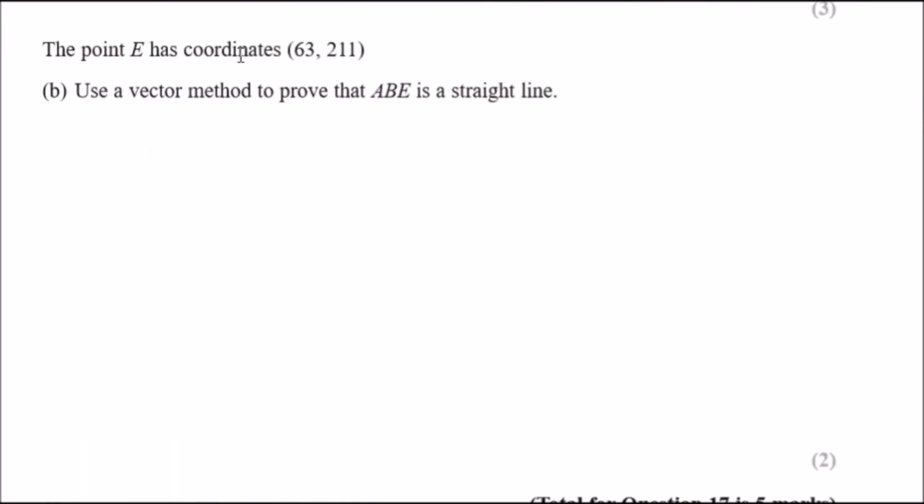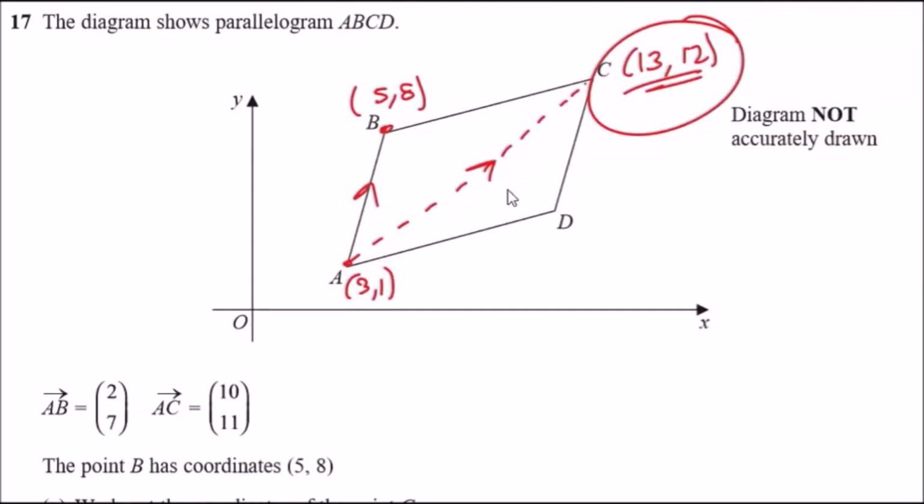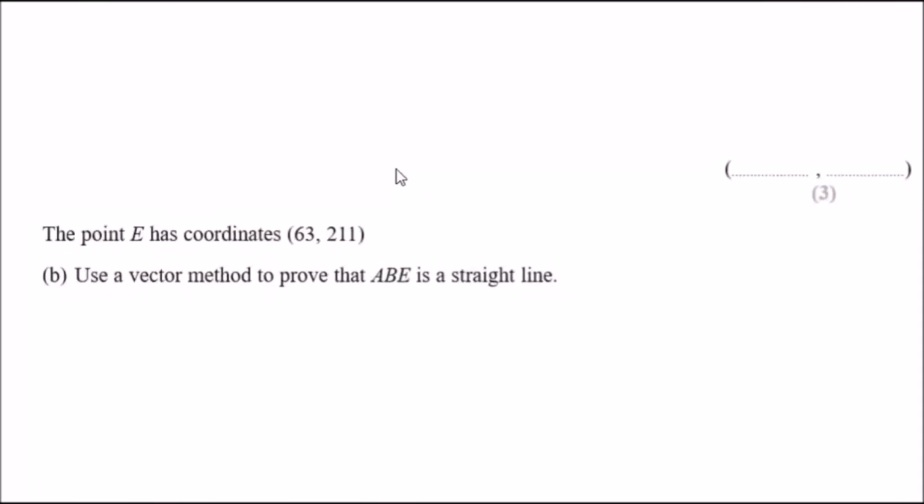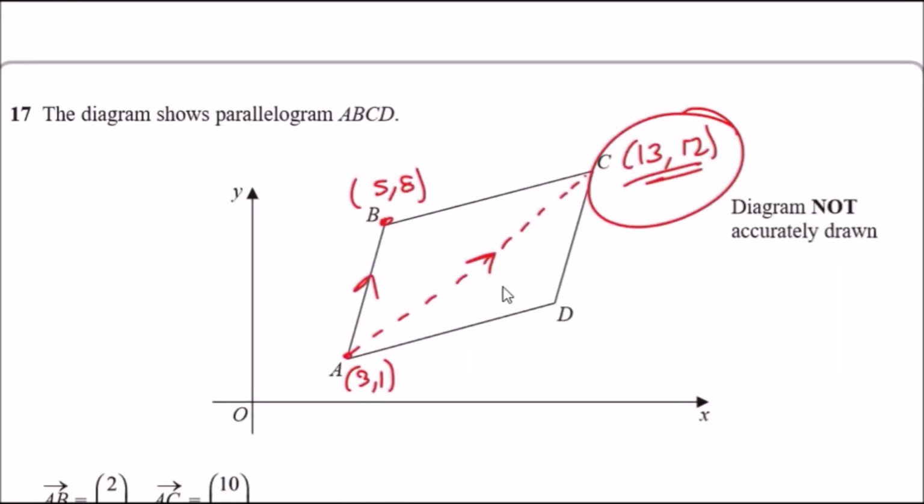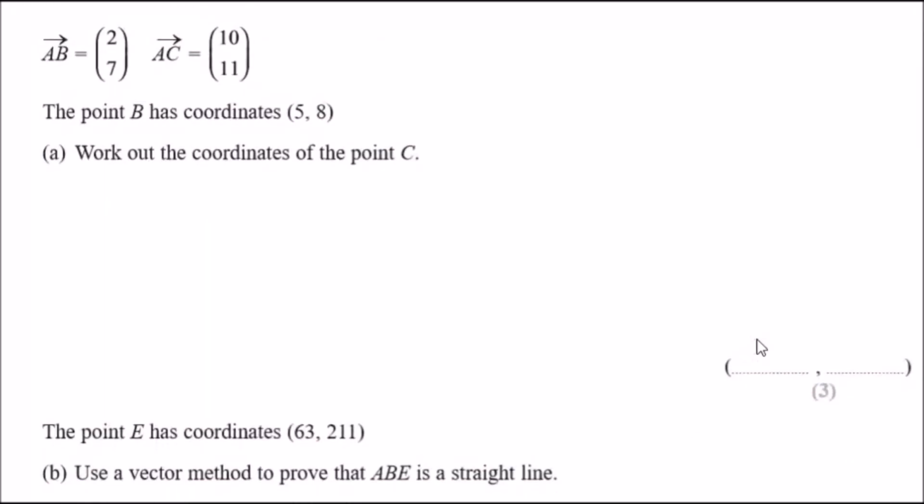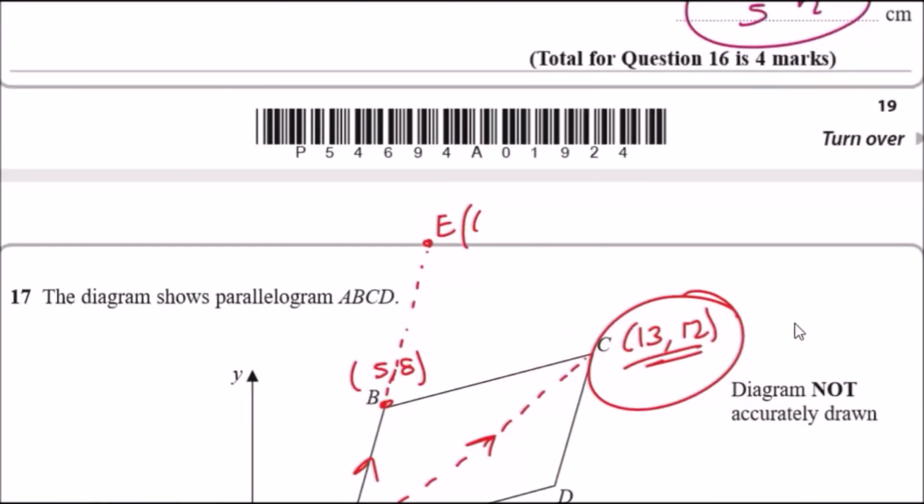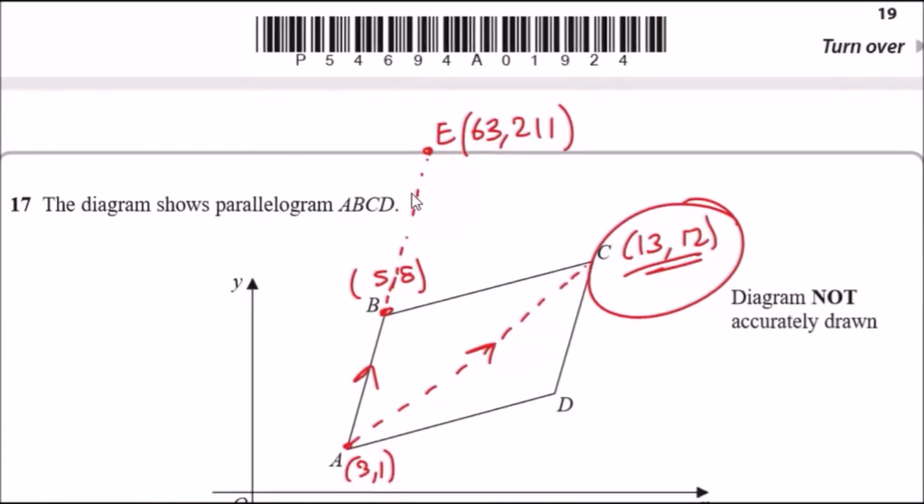So the point E has coordinates (63, 211). Okay, so point E so far, guys, is not on this diagram, yeah? Now, use a vector method to prove that the line ABE is a straight line. So, in other words, it's telling us that if we extend this line AB all the way to some future point, I don't know, E here, which was what? (63, 211). Let's write that down. We need to show that we can make a straight line.